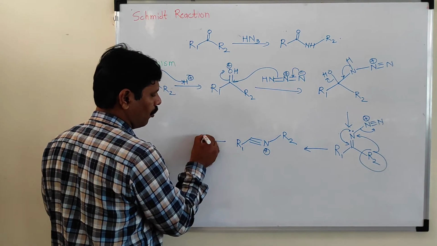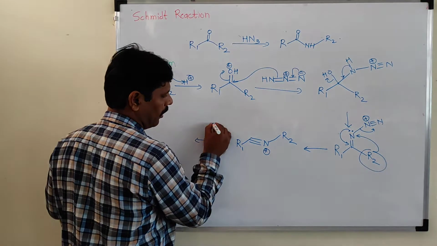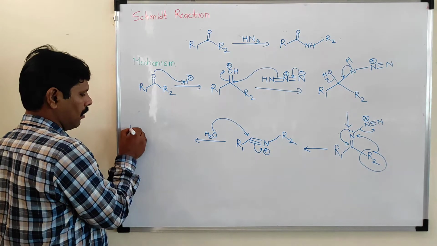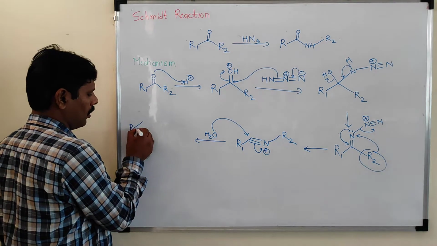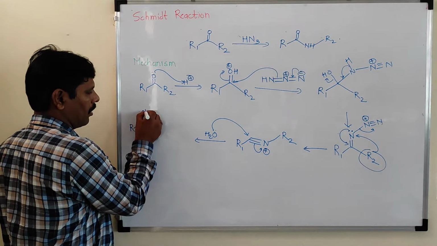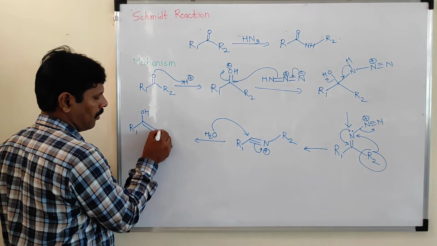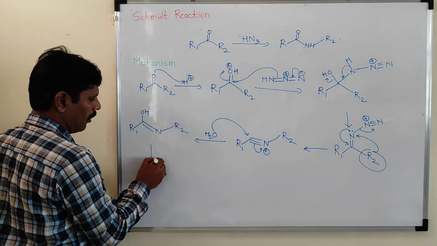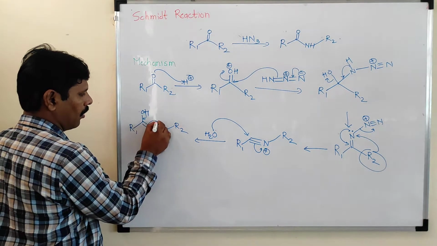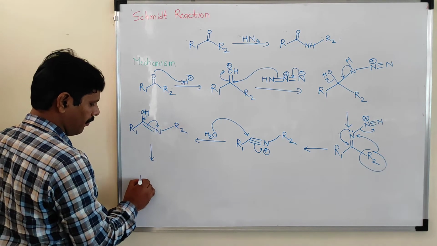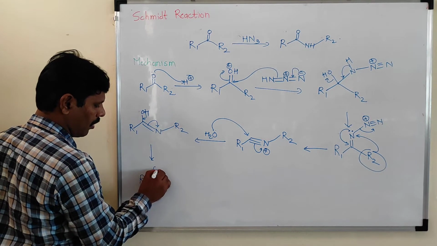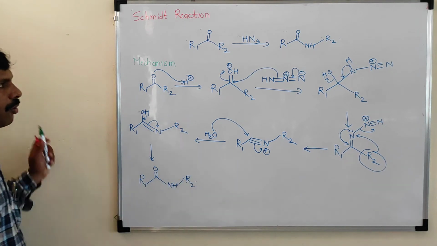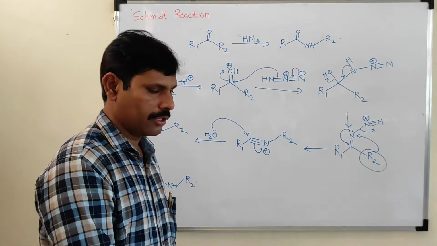Then if you add water molecule, water in that, that gets converted into that, and again it undergoes tautomerism with the formation of amide, your desired product of that Schmidt reaction.